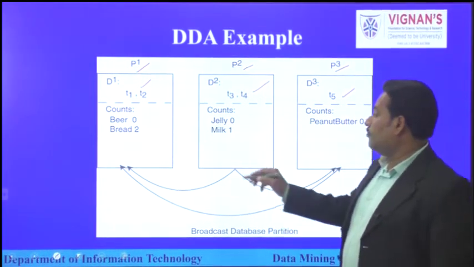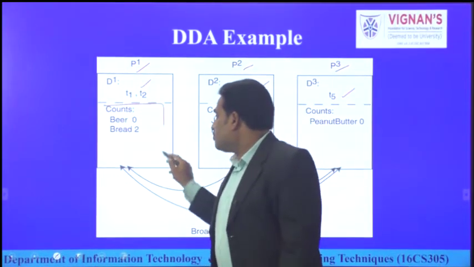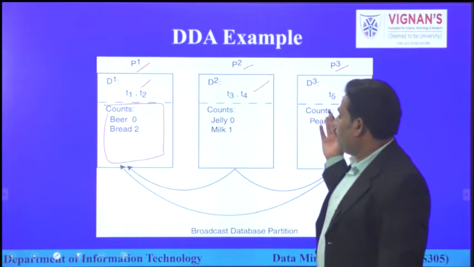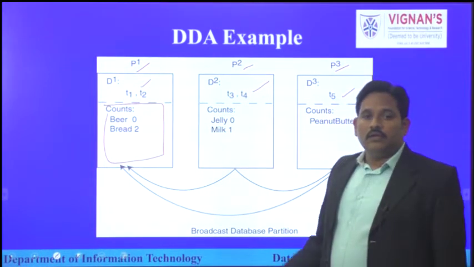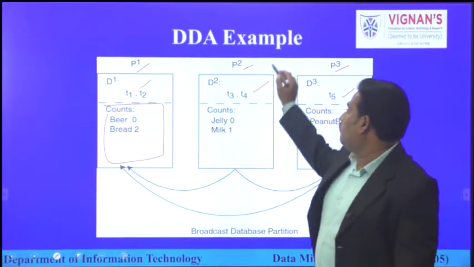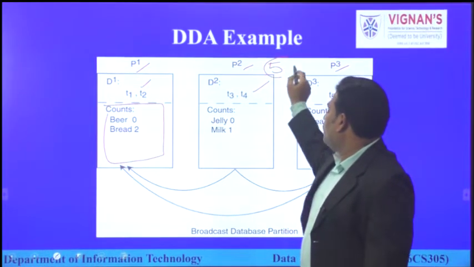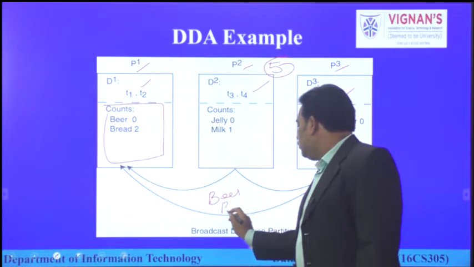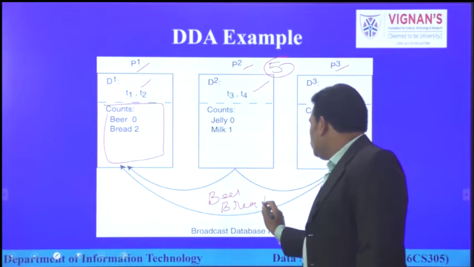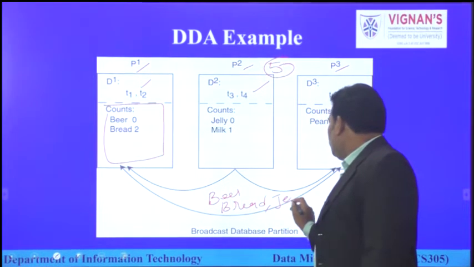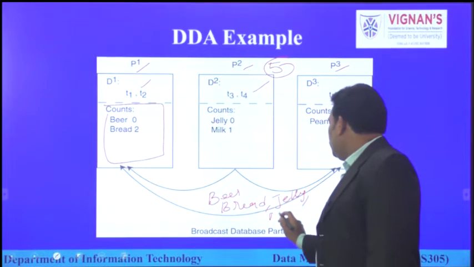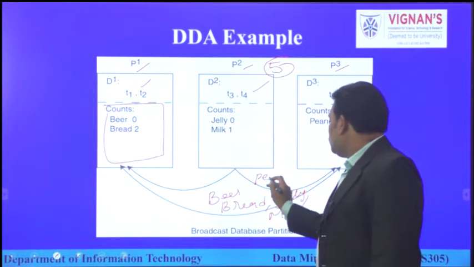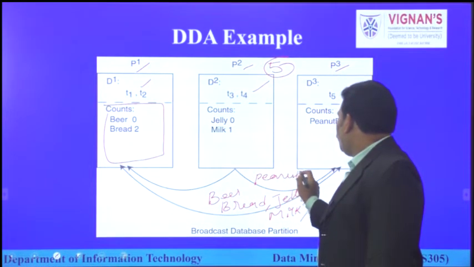But if you look carefully, here items have been distributed. That means, even though we have 5 transactions, in all 5 transactions there are only 5 unique items. The items are beer, bread, jelly, milk and peanut butter. These are the 5 items.